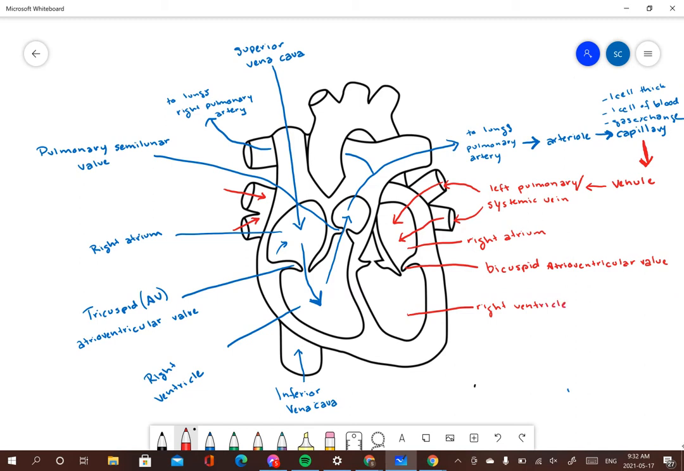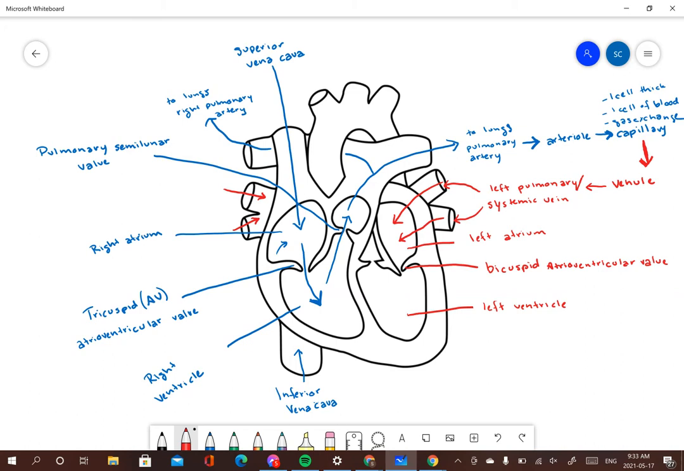Oh no, sorry, this is all the left. I don't know why I'm writing the right. This is all the left atrium. Sorry, did not mean to confuse you. Left atrium, left ventricle, left pulmonary venule. I think it's because I said the right pulmonary vein on the right side, and then I just continued writing that down. So we are on the left side of the heart.